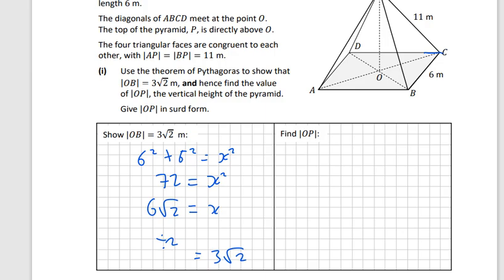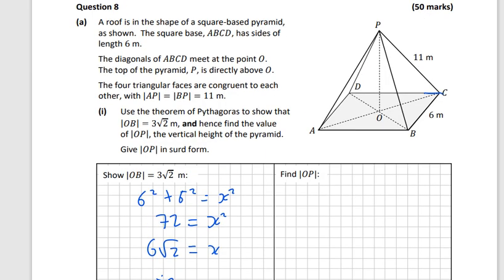And then we're looking for OP, that's the height of it. We know now that in here is 3 root 2, and we know that the diagonal is 11. So we're using Pythagoras again. It's a right angle triangle there in the middle. So it's going to be 11 squared is equal to 3 root 2 squared plus the height, which is the OP squared.